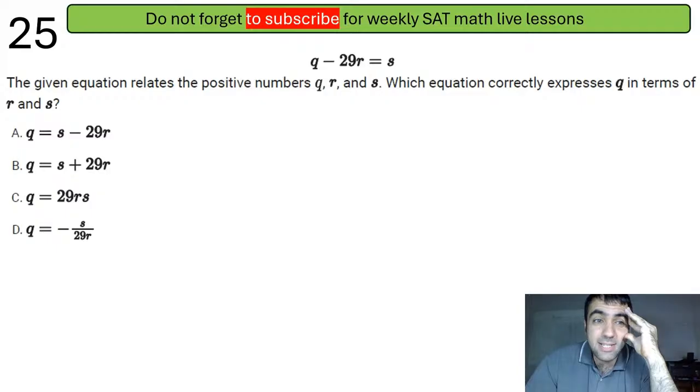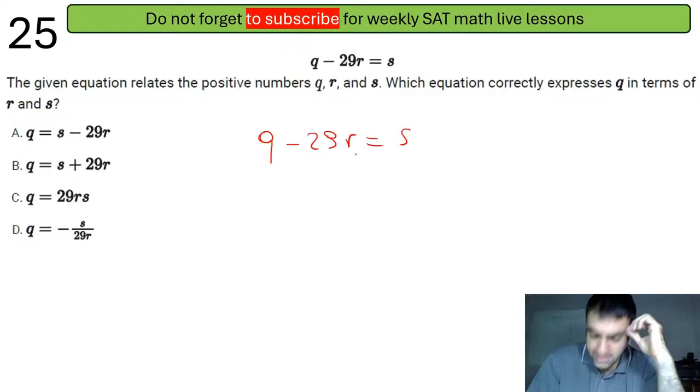Mr. Saib says it is B. Which equation correctly expresses Q? Q minus 29R is equal to S. And we are looking for Q. Mr. Şahin says it is C.